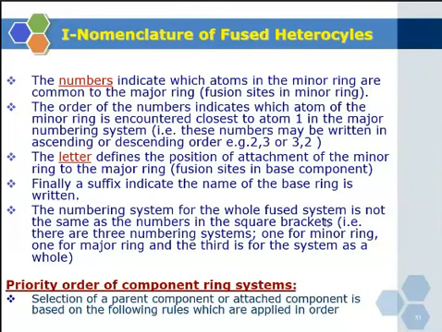Now, priority order of component ring system. When we talk about priority order of component ring system, which part of the fused ring system will become the parent component and which will become the attached component, how is that determined? The selection of parent component or attached component is based on the following rules.